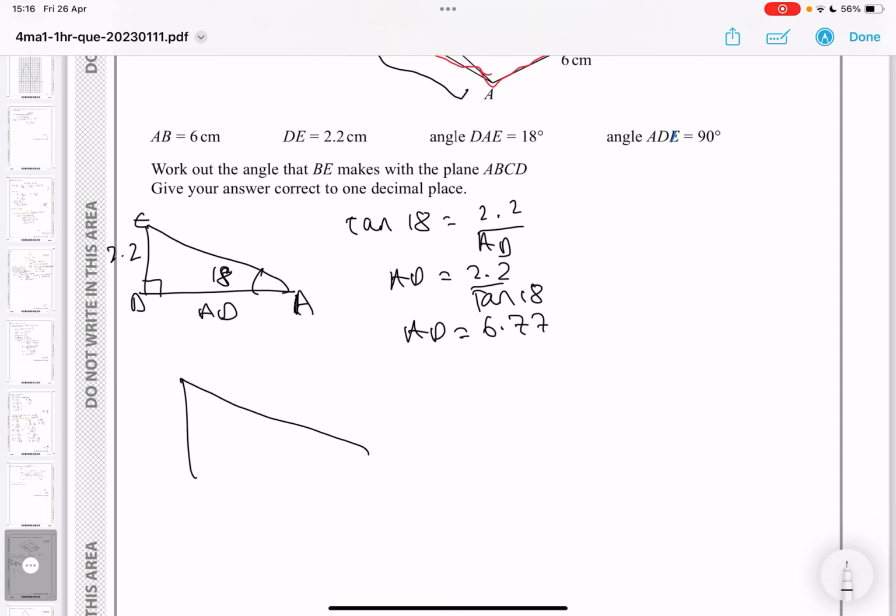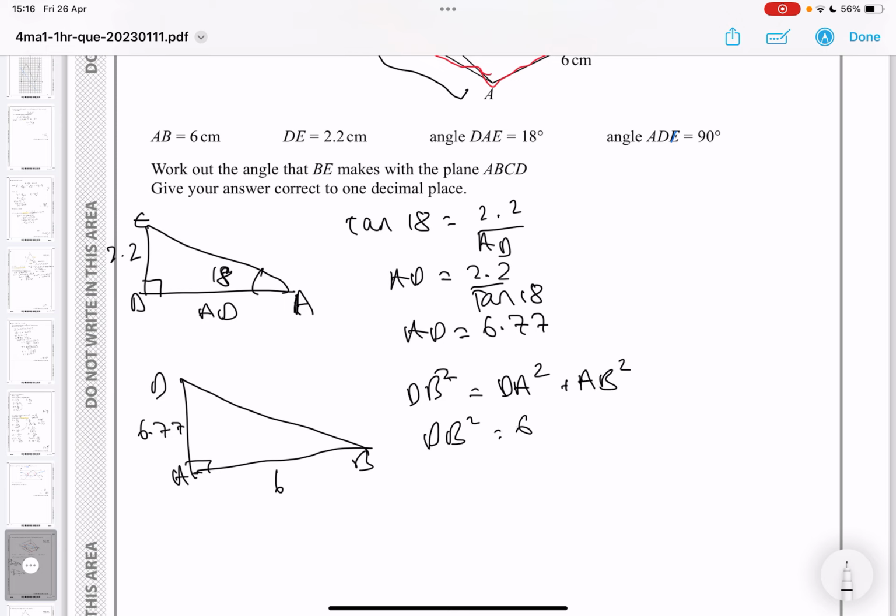Let me draw that triangle out. So that's DAB. We've just worked out AD, that's 6.77, and they give you that AB is 6, and we need to work out what DB is. So we can use Pythagoras because it's a right-angled triangle. DB squared equals DA squared plus AB squared. So DB squared equals 6.77 squared plus 6 squared. DB squared is 81.845. So DB is equal to 9.05 to 3 significant figures.